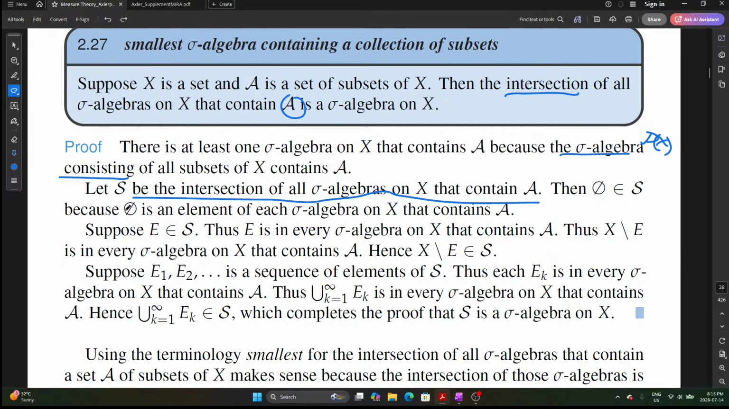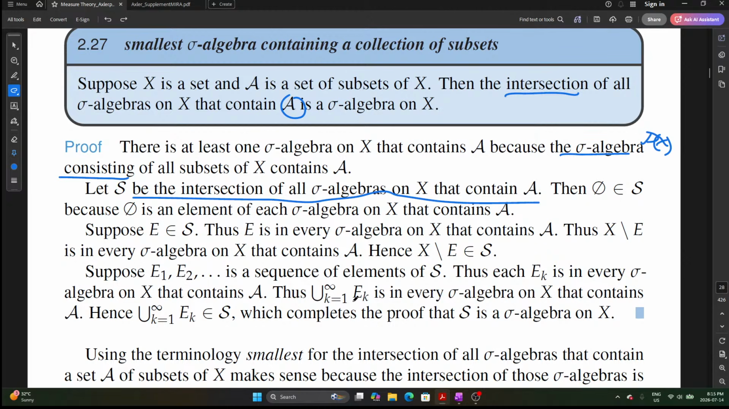So S is now the intersection. And now it's just a matter of verifying the three sigma algebra axioms. That'll be it. Okay, so here, the empty set is in S. Complementation is closed in S. And finally, countable union is also closed in S.